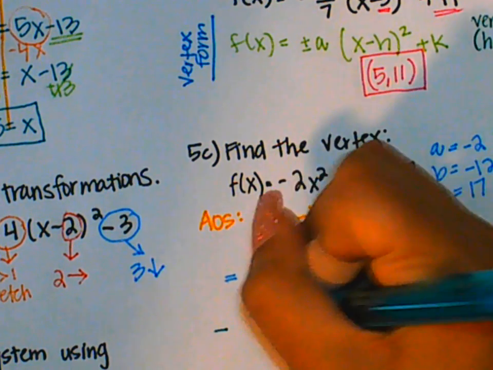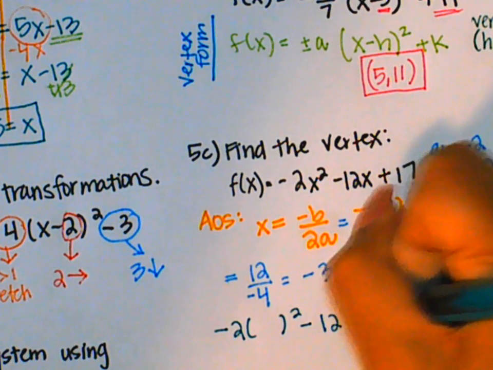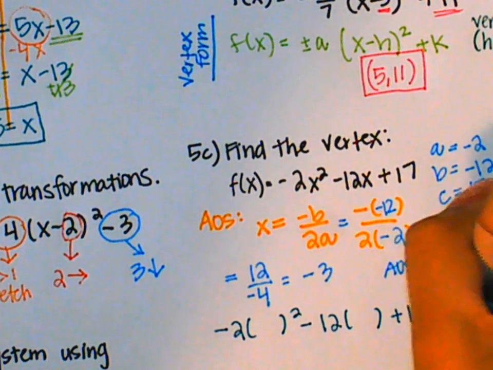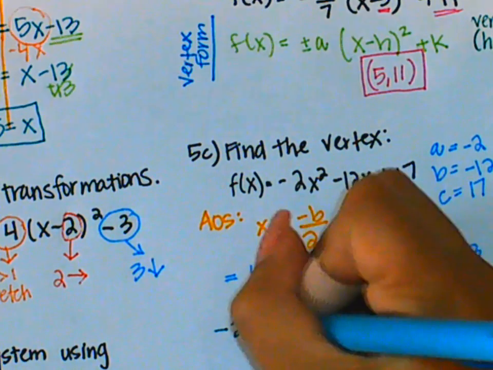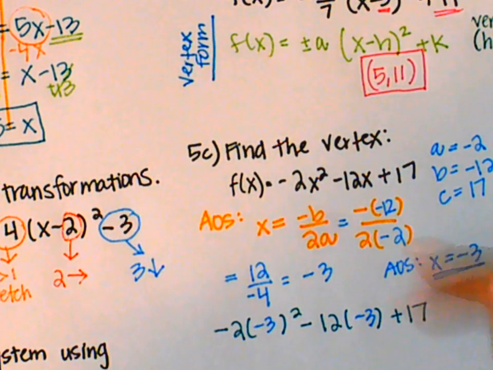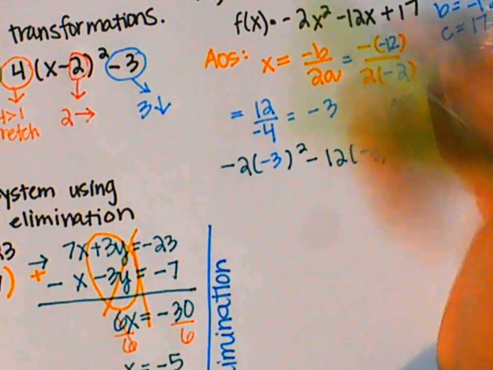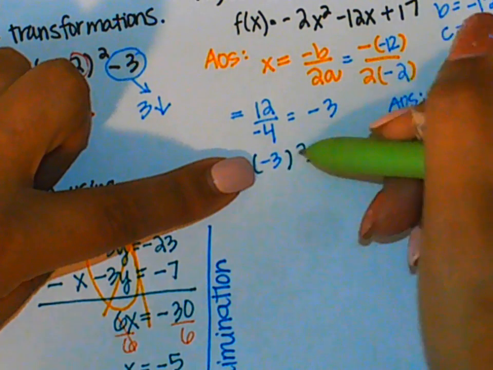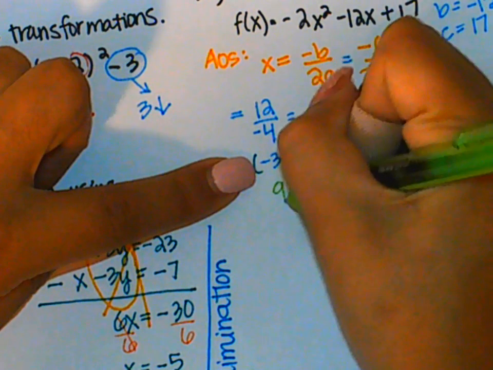Negative 2x squared minus 12x plus 17. In place of those x's, I'm going to put that negative 3. I'm going to change the color because it looks too close for me. So I'm just going to finish it off in this color. Remember that when you're doing this, you want to do the exponent part first. So negative 3 squared is positive 9.